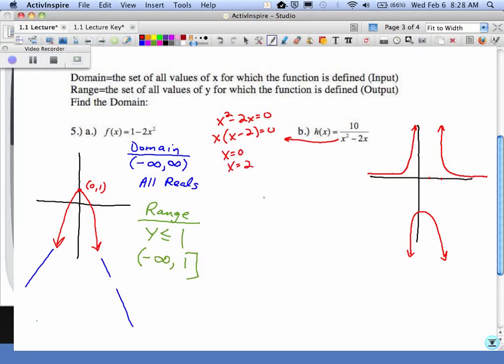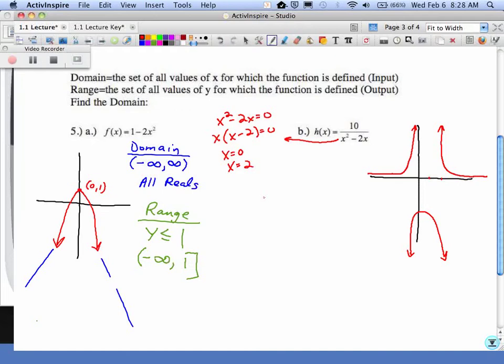So I take the denominator off to the side. It's x squared minus 2x. I do my factoring, so I can pull an x out of each of those terms. I'm left with x and x minus 2. So I set the x equal to 0 and I get x is 0. I set the x minus 2 equal to 0 and I get 2.